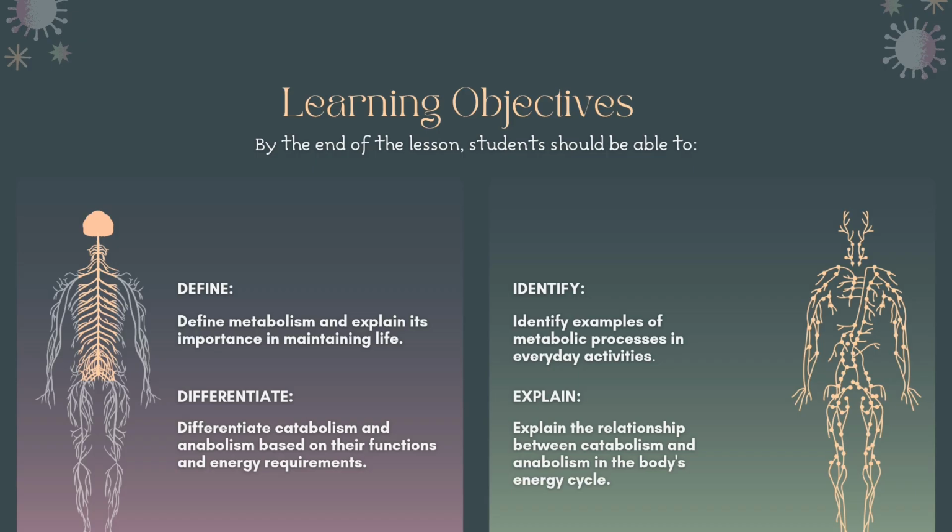Now let us proceed to our learning objectives. First, define metabolism and explain its importance in maintaining life. Second, differentiate catabolism and anabolism based on their functions and energy requirements. Third, identify examples of metabolic processes in everyday activities. And the last is, explain the relationship between catabolism and anabolism in the body's energy cycle.